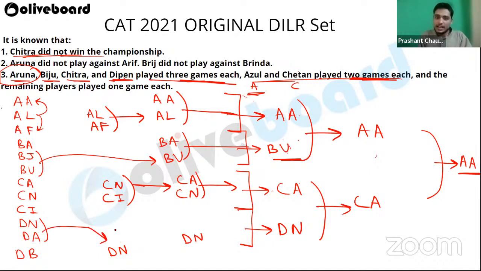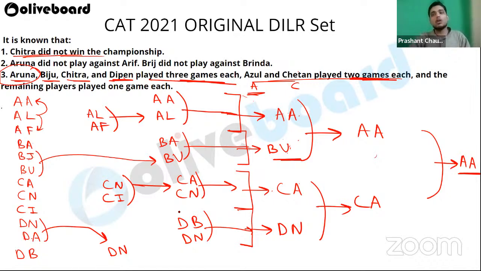Now DN will have a match with whom? Here let's say DN is winning. Now DN will be having a match with another one, that is DA. Okay, and in the final part, DN will emerge as the winner of the game. Again, this DA and DB can be interchanged. I don't think there should be any problem with this question. This is the whole solution.